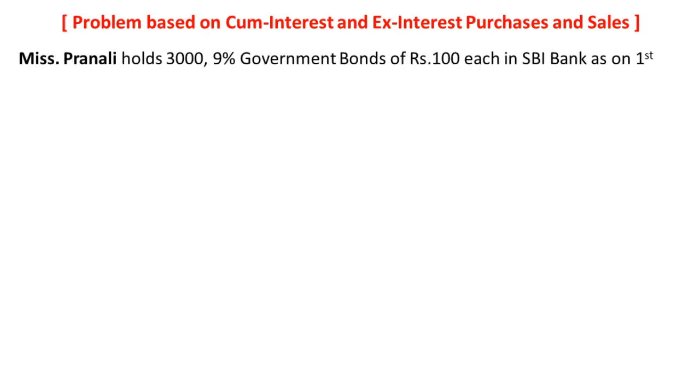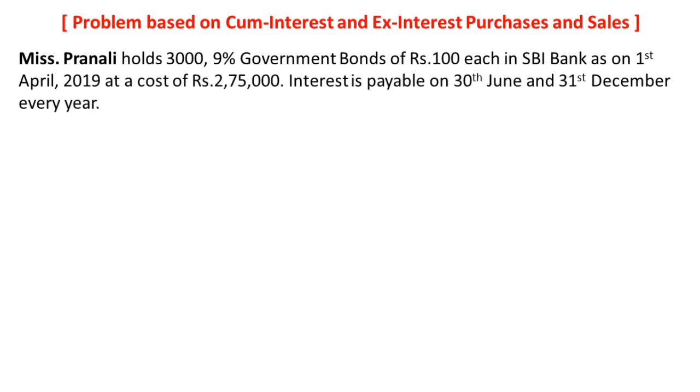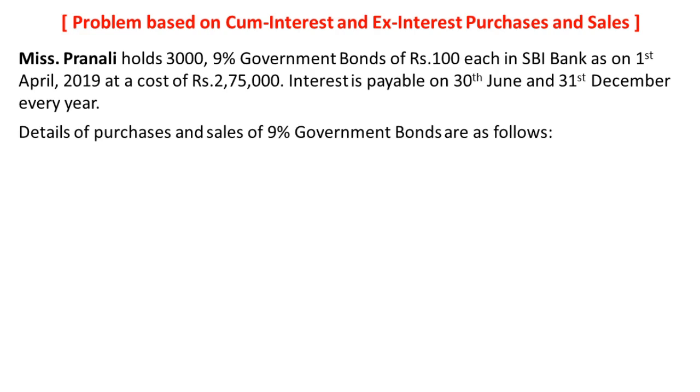Let us start with the problem. And this problem is based on cum interest and ex interest purchase and sales transactions. Ms. Pranali holds 3,000 9% government bonds of rupees 100 each in SBI as on 1st April 2019 at a cost of rupees 2,75,000. Interest is payable on 30th June and 31st December every year. Details of purchases and sales of 9% government bonds are as follows.